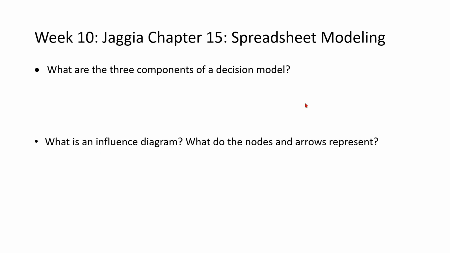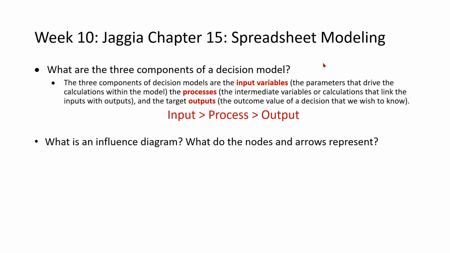So in any decision model, there are three critical components that it's important for you to be aware of. All models are going to need input, data of some kind. We generally do something to that data. We process it with calculations or whatever, and then we produce an output.